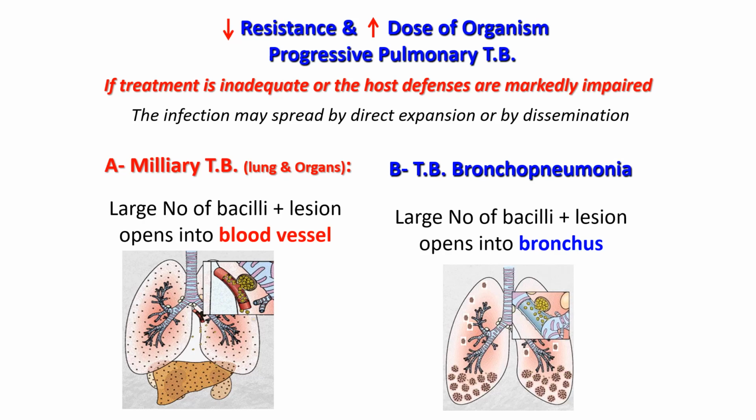What about TB bronchopneumonia? There is a large number of bacilli, but the lesion opens into a bronchus. So when it opens into the bronchus, it will spread the infection through the lung parenchyma, through the small bronchi and bronchioles.